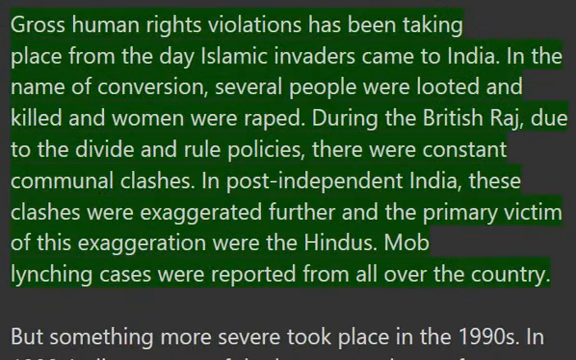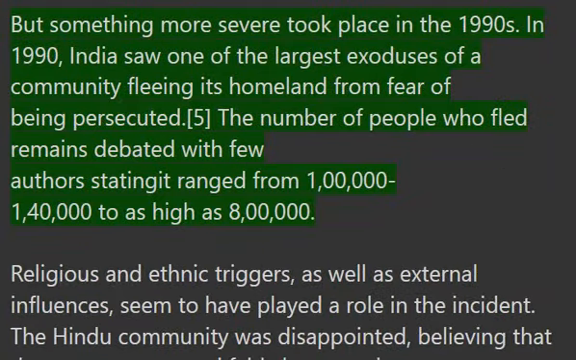Gross human rights violations have been taking place from the day Islamic invaders came to India. In the name of conversion, several people were looted and killed and women were raped. During the British Raj, due to the divide and rule policies, there were constant communal clashes. In post-independent India, these clashes were exaggerated further and the primary victims of this exaggeration were the Hindus. Mob lynching cases were reported from all over the country. But something more severe took place in the 1990s.